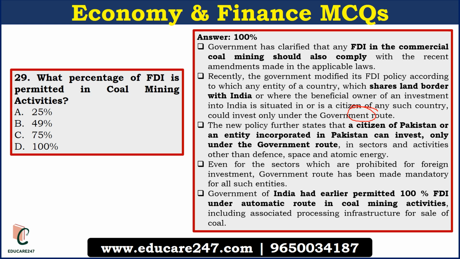Even for the sector which are prohibited for foreign investment, government route has been made mandatory for all such entities. Government of India had earlier permitted 100% FDI under automatic route in coal mining activities, but now the new modification will also apply on coal mining activities. So basically India's neighbor can only invest in India through the government route.